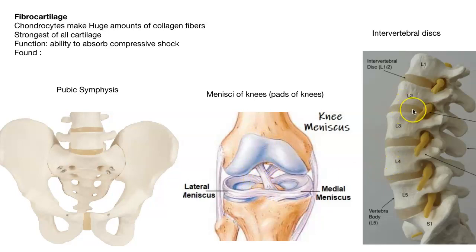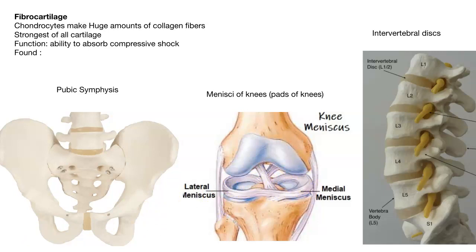And the third place we're going to have fibrocartilage is the intervertebral discs. Intervertebral, in between the vertebrae, we're going to have discs made of fibrocartilage. If you say you had a slip disc, that's what you're talking about, these intervertebral discs. And this model showing you the intervertebral discs here. So 3 places you're going to find fibrocartilage: intervertebral discs, pubic symphysis, and the menisci of the knee.